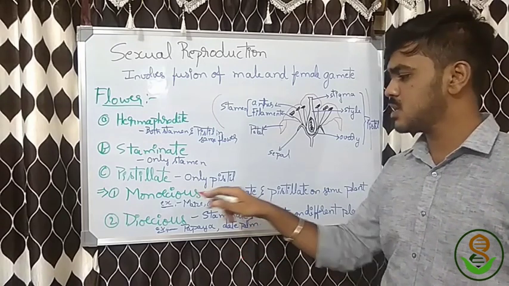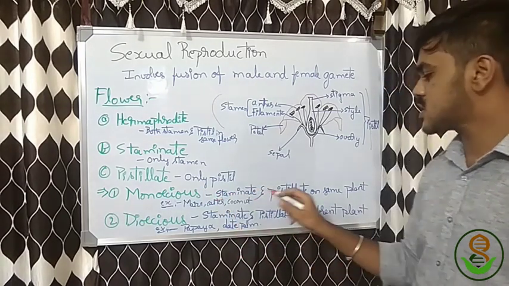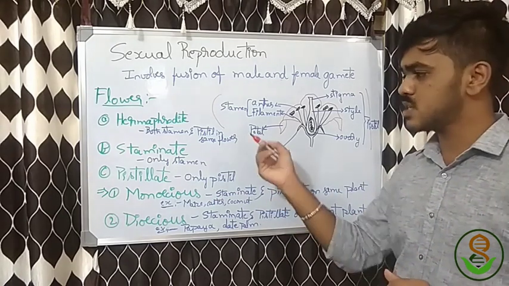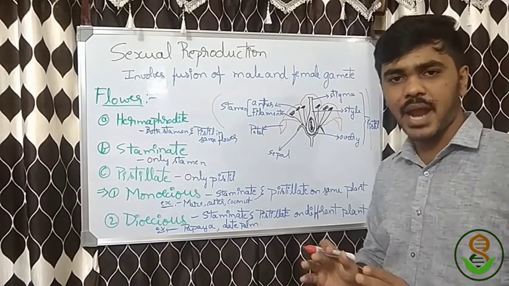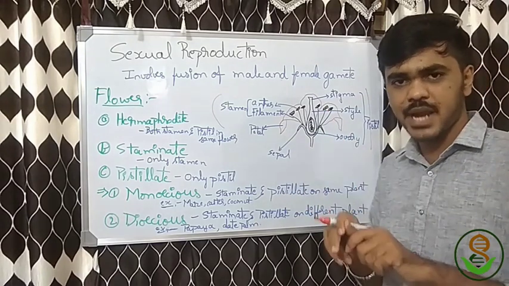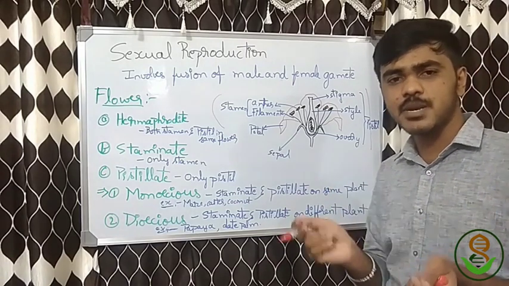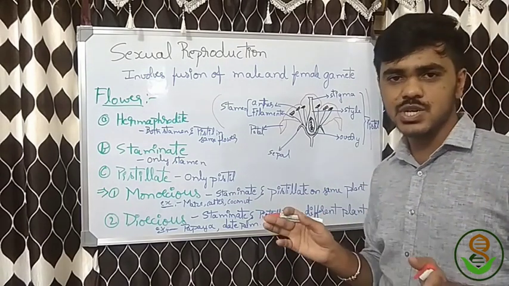Next, we shall see monoecious and dioecious species. Monoecious plants are those in which the staminate and pistillate flowers, the male and female flowers, are present on the same plant. Such plants we call monoecious. Those present on different plants we call dioecious.